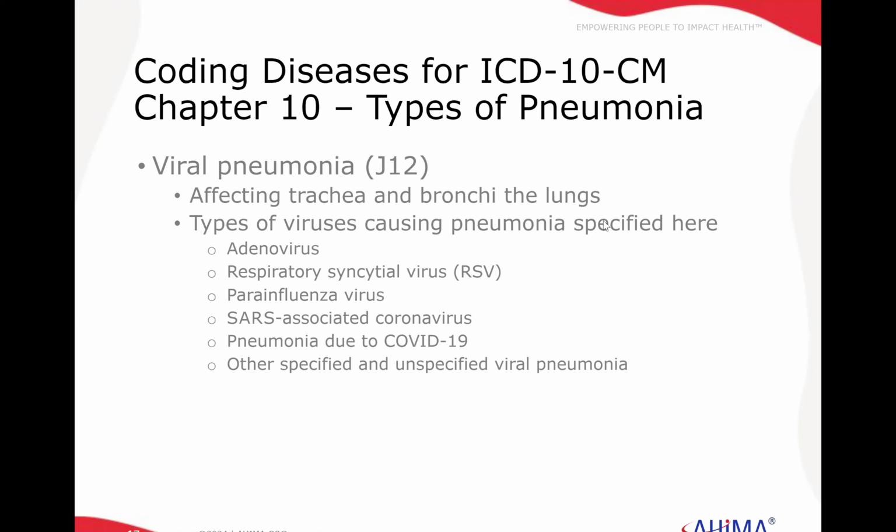With viral pneumonia, primarily it affects the trachea and the bronchi, and some of the different microorganisms that affect these areas are listed here. Adenovirus, respiratory syncytial virus, the RSV, parainfluenza, SARS, and pneumonia due to COVID-19, which of course has been in the news a lot.